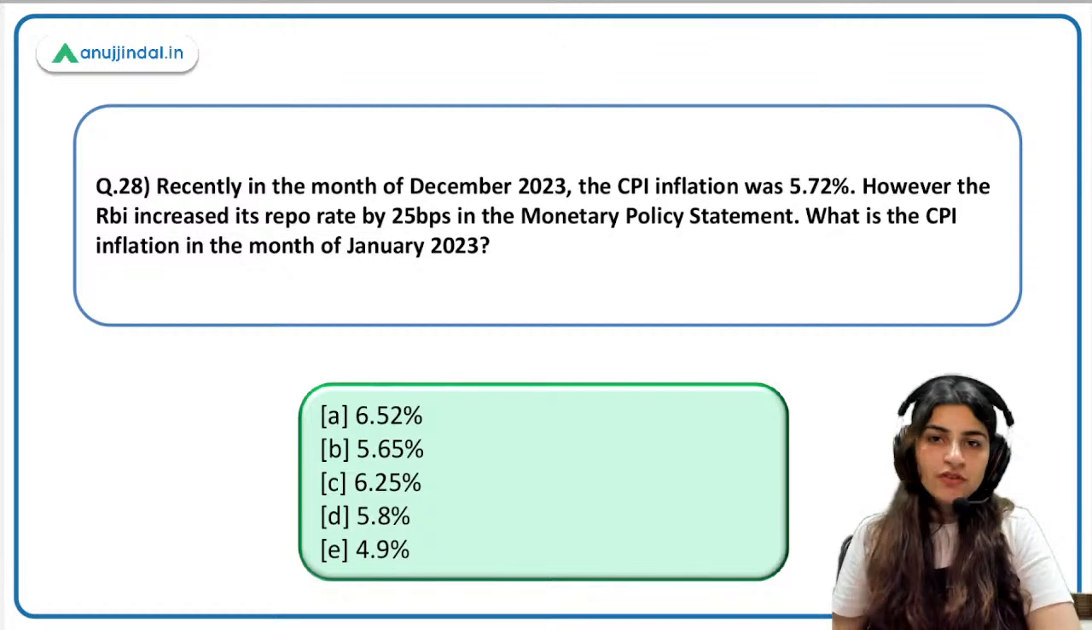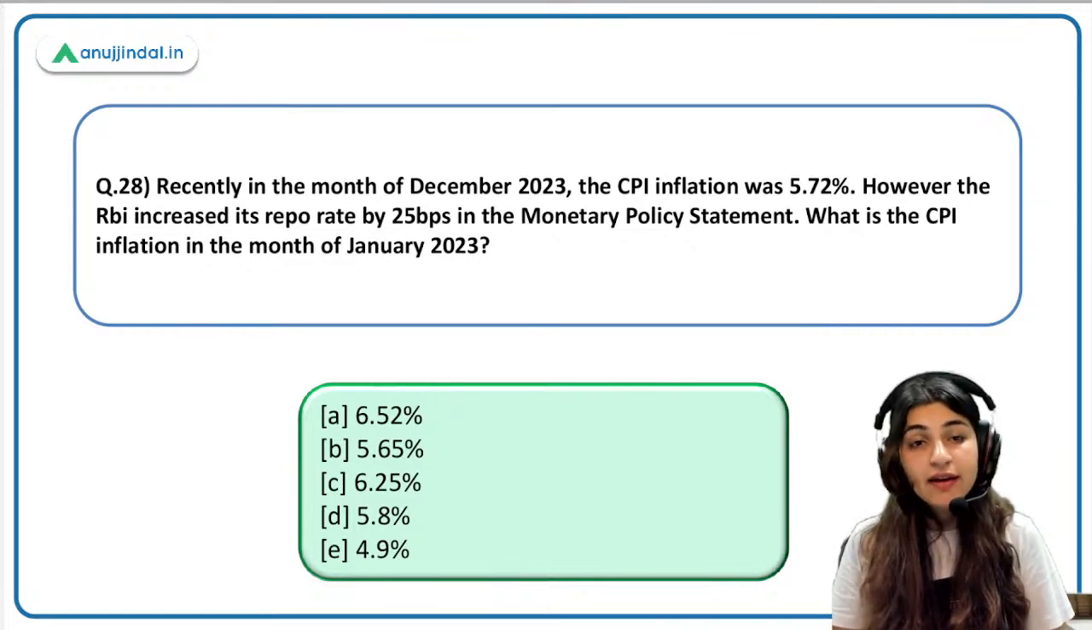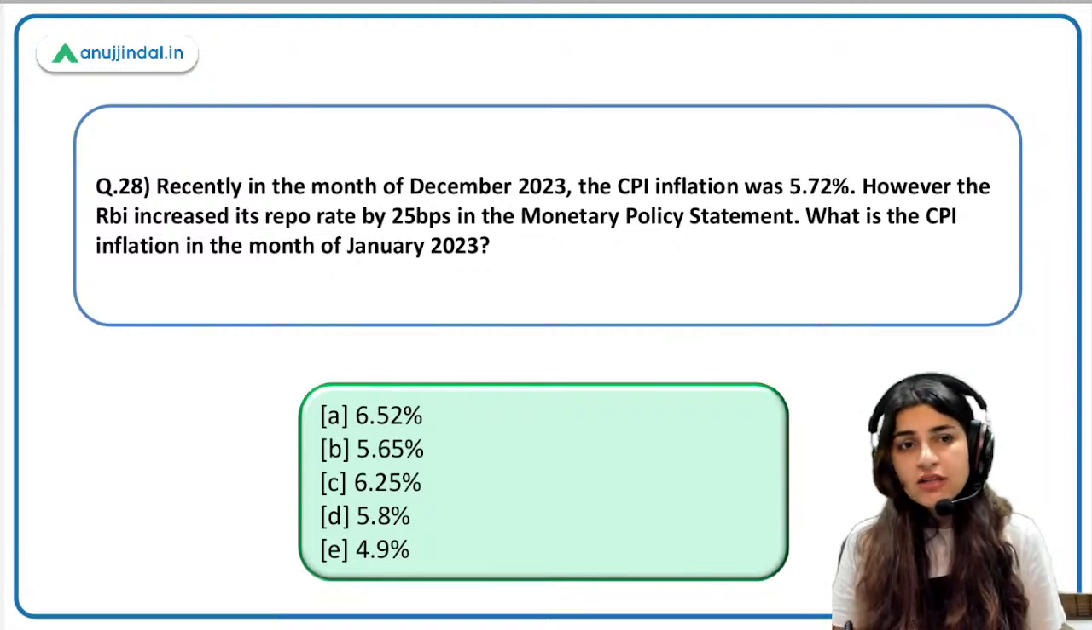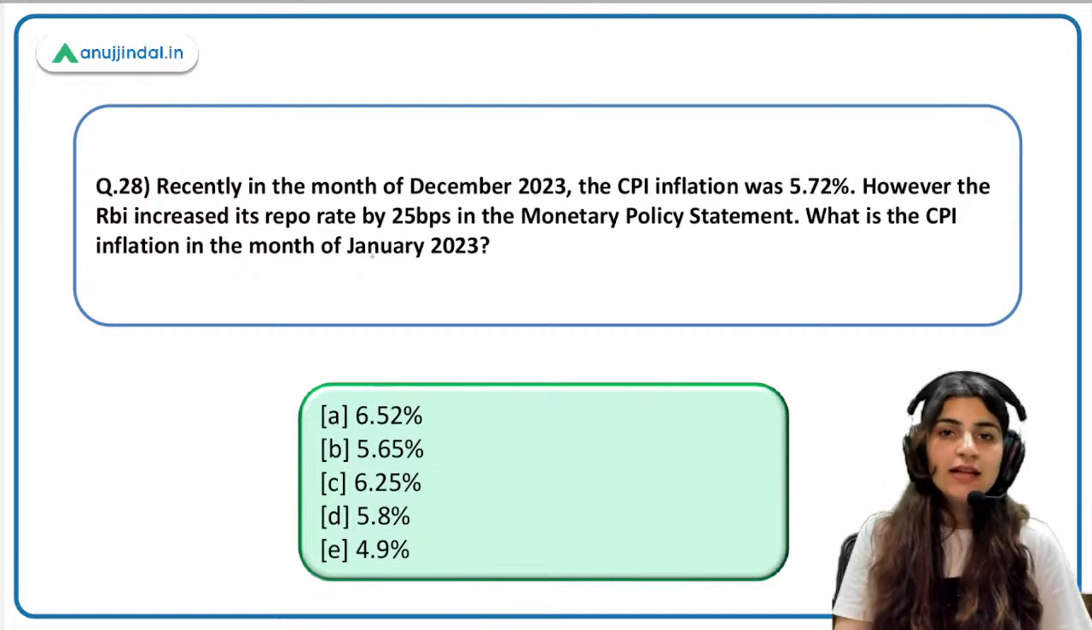Recently, in the month of December 2023, the CPI inflation was 5.72. However, RBI increased the repo rate by 25 basis points in the monetary policy statement. What is the CPI inflation in the month of January? Okay, so these are the events that took place.